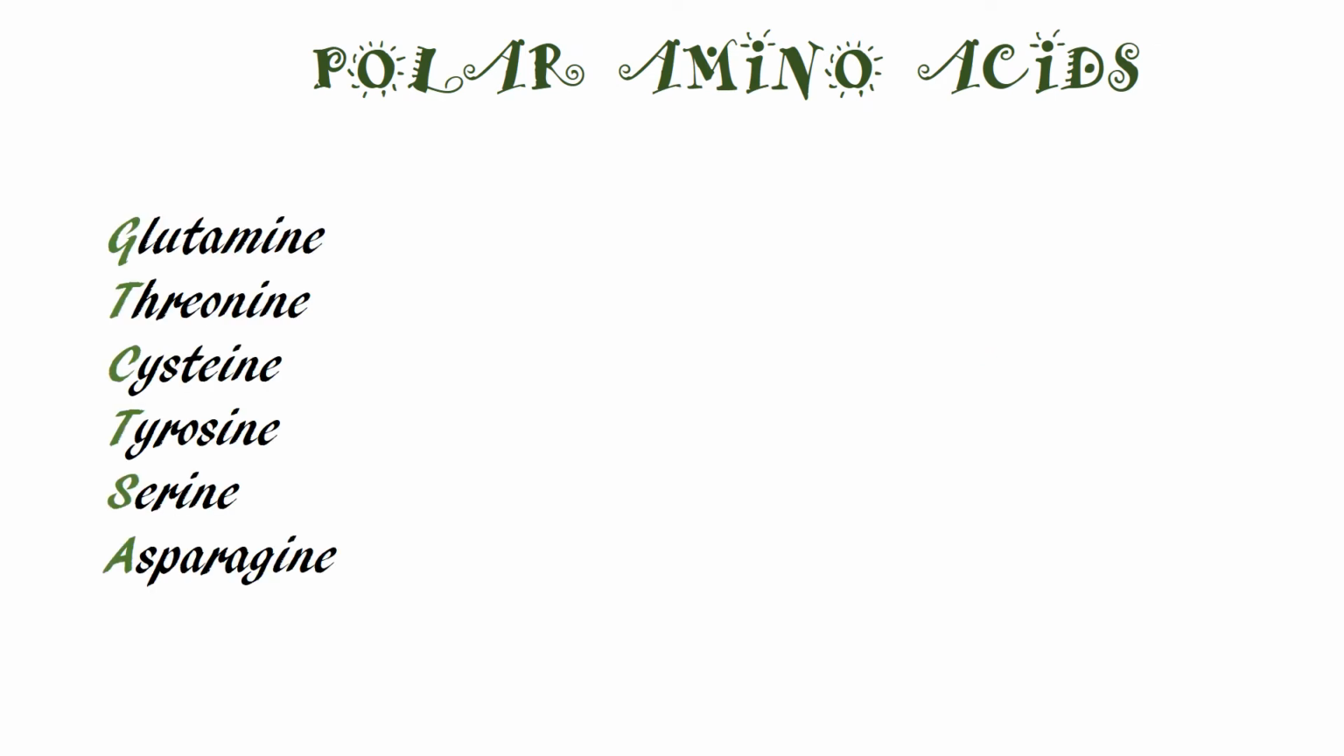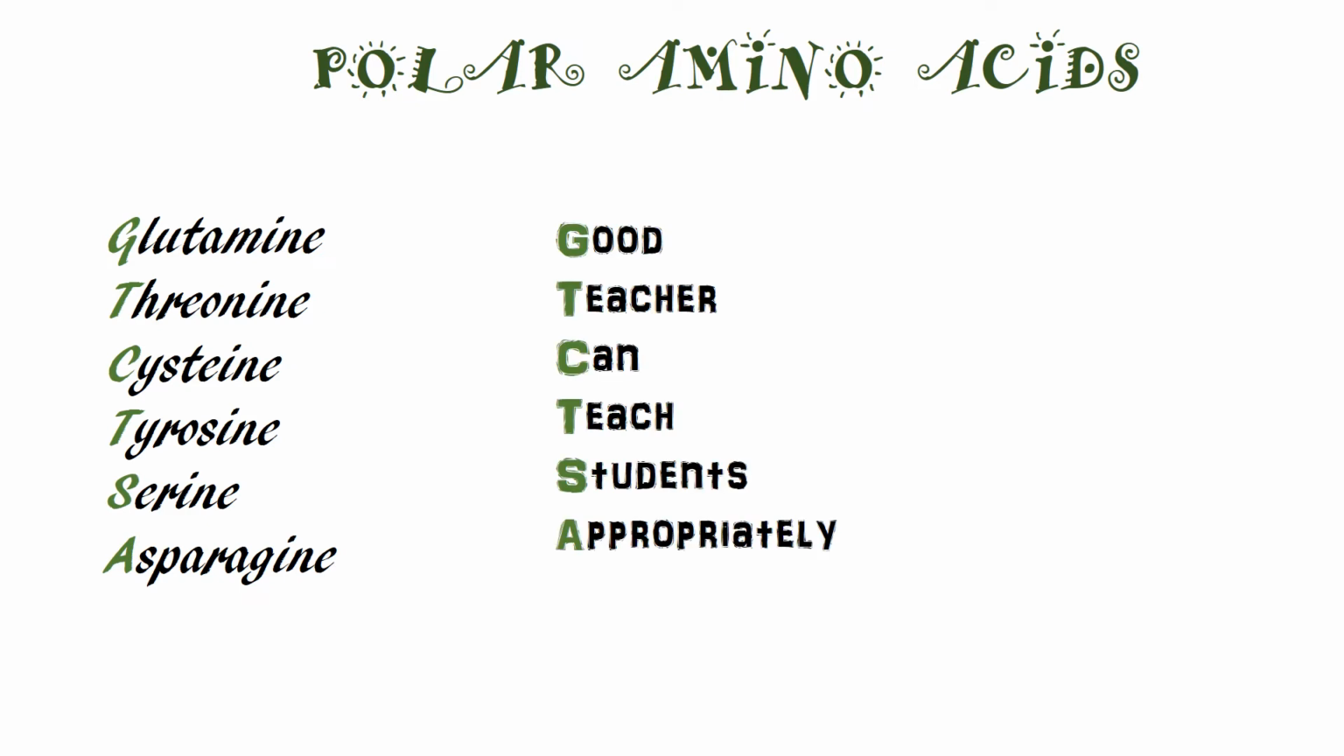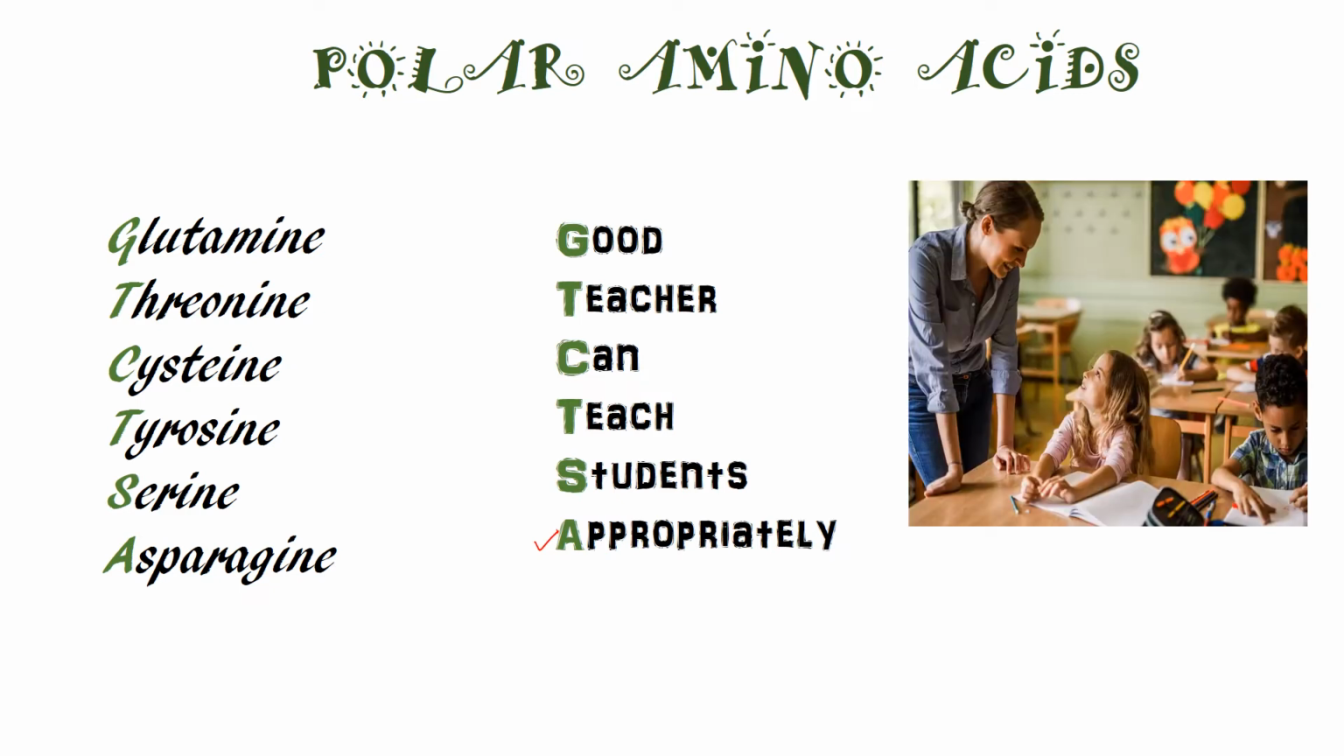The next trick is for polar amino acids, and the trick for this is: good teacher can teach students appropriately. That is, if the teacher is good, they can teach the students very appropriately. From good it's glutamine, from teacher it's threonine, from can it's cysteine, from teach it's tyrosine, from students it's serine, and from appropriately it's asparagine.